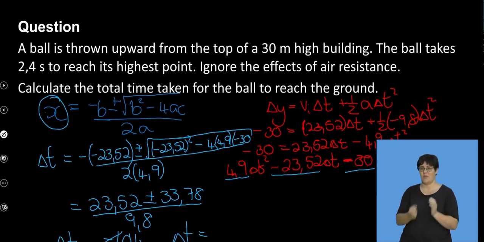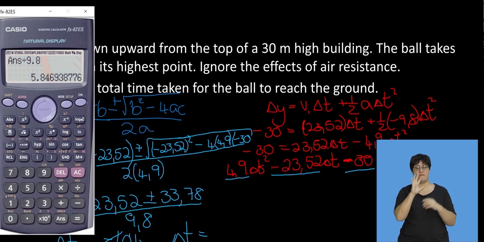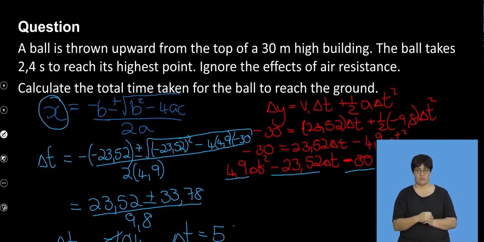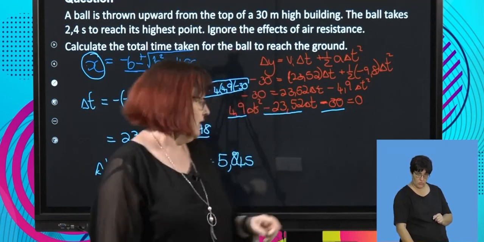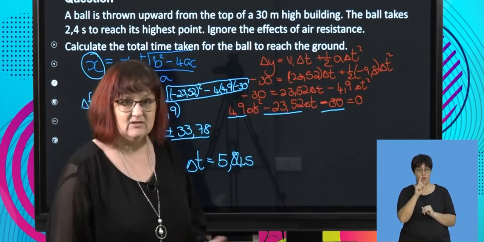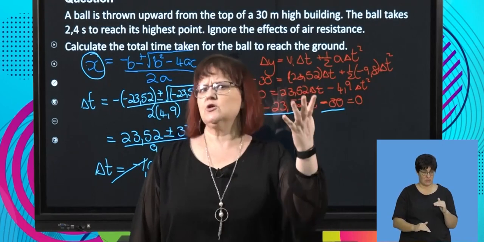Let's see what happens when we add them together. So we've got 23.52 plus 33.78 divided by 9,8, and we get 5,84. Now that time makes sense to me because it took 2,4 seconds to get to the top of the motion, and now it's going to take more time to get to the bottom. So even this minus 1,04 doesn't make sense, because then it took less time to get all the way to the bottom than it did just to get to the top, okay?